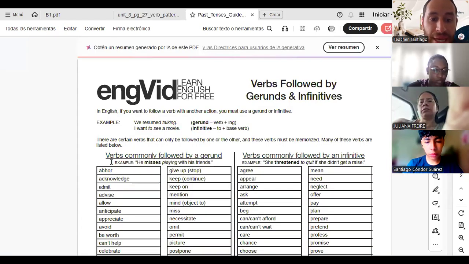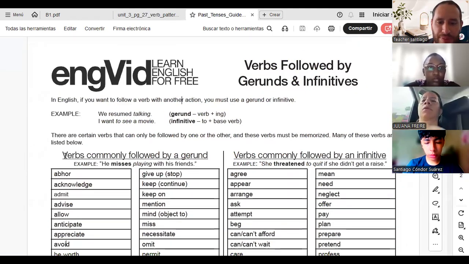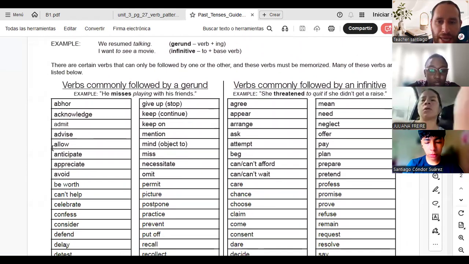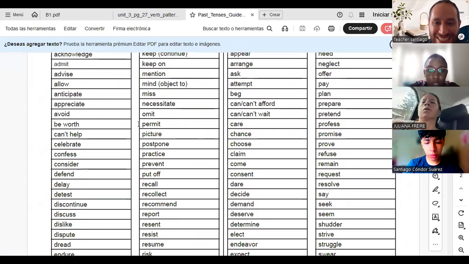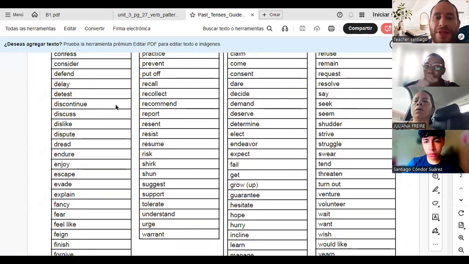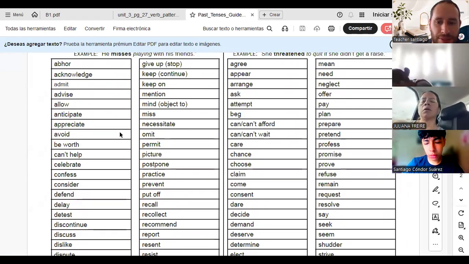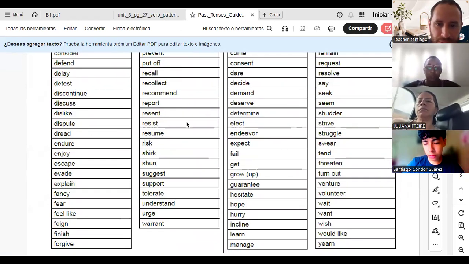So, verbs commonly followed by gerund. Remember that gerund means ing. So, if you see these verbs, you use ing. This one, all of this. I don't pretend you're going to learn this right now, but please keep it in mind, okay? With this verb, you use ing. When you have free time, read it, practice a little bit of these verbs, these two columns, okay?